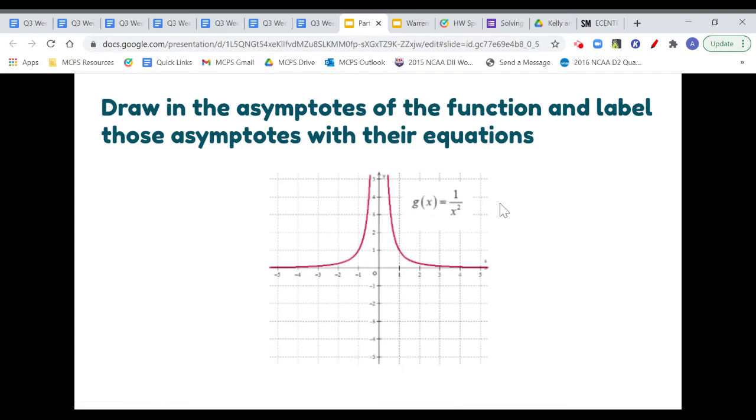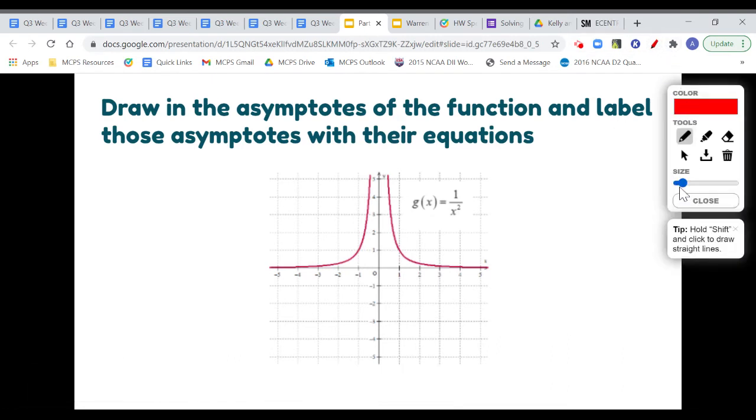So now let's look at a different function. This is the other parent function for rational functions. Let's look at g of x equals 1 over x squared. Okay? It doesn't matter if this is g of x or f of x, whatever you name it is fine, but we're really looking at 1 over x squared. Okay, so basically y equals 1 over x squared.